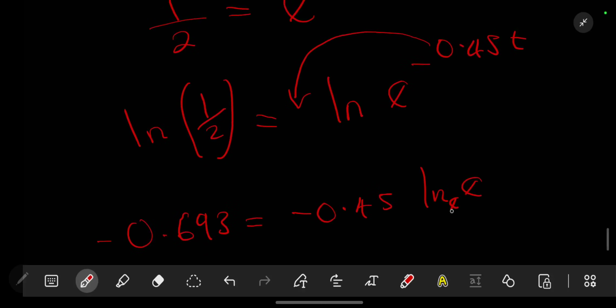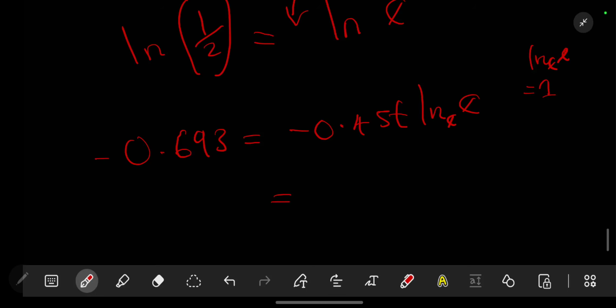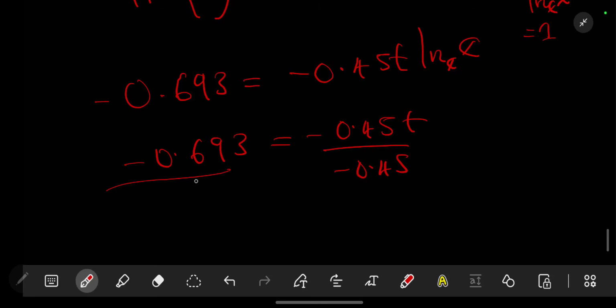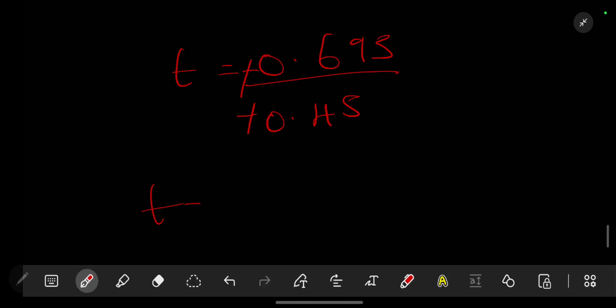So ln has got the base e, and the log of the same base is equal to 1. So we have the t there. We have negative 0.45t equal to negative 0.693. We divide by negative 0.45 on both sides. Our t should be equal to 0.693 over 0.45. The negative and negative cancel.